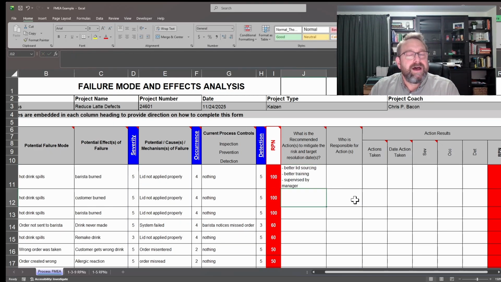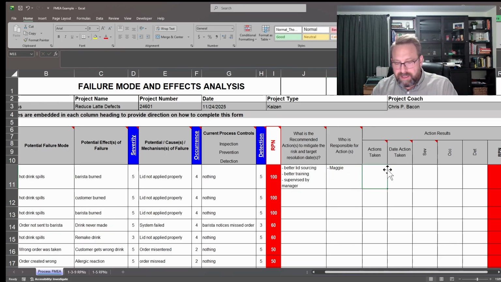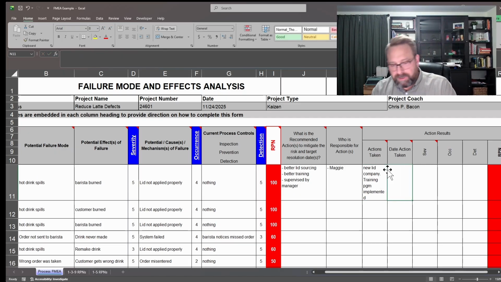Who's responsible? Somebody's going to take the lead on driving these out. This is where, again, this is becoming a project tracker. So if more than one person owns it, you have to cram all this information in. Maybe Maggie's going to take the lead. Actions taken: new lid company, training program implemented. Okay, we completed all that.